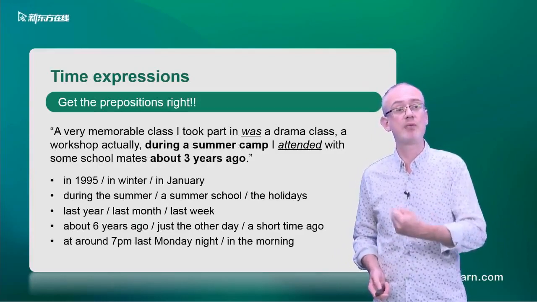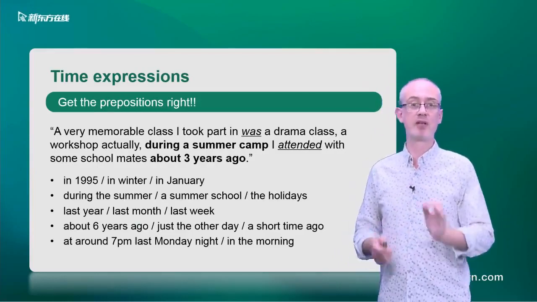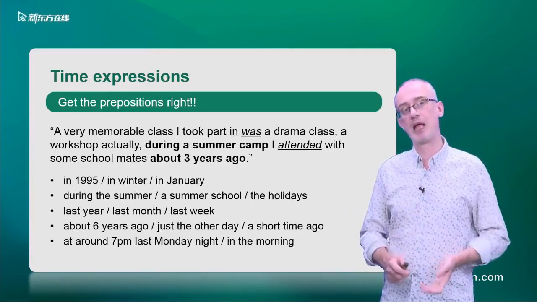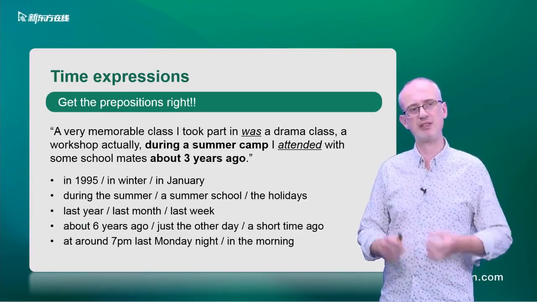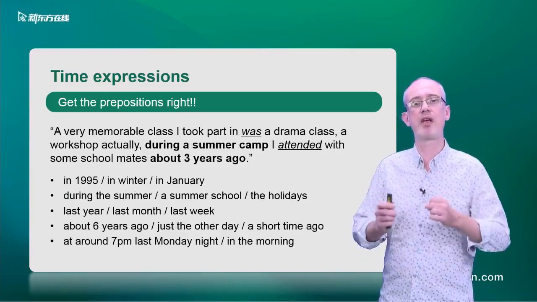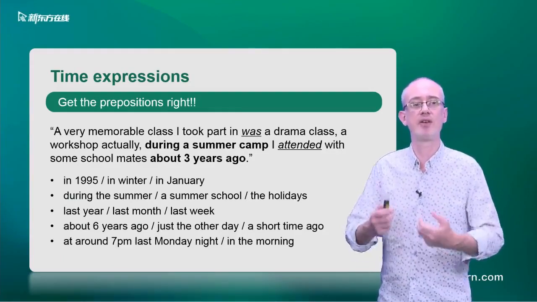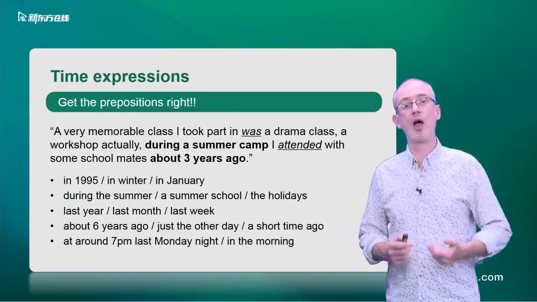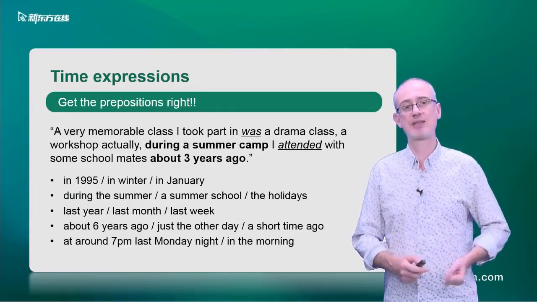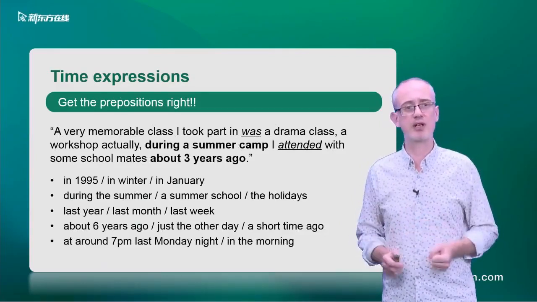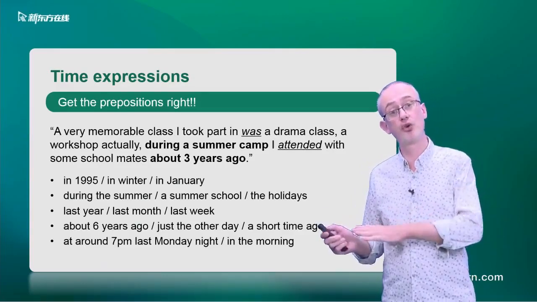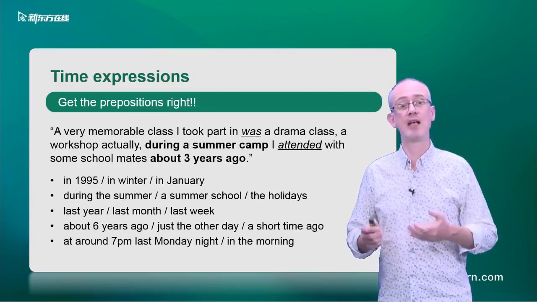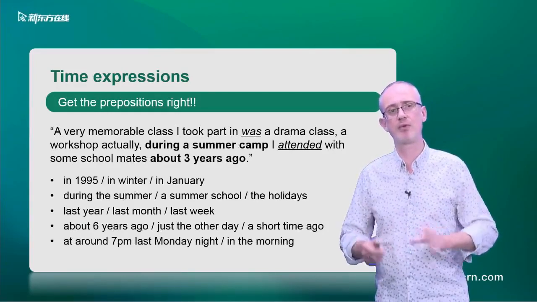So, I attended with some schoolmates about 3 years ago. So, focus now on the time expressions. During a summer camp, about 3 years ago. Nice, simple expressions, but they're correct. In 1995, in winter, in January, during the summer, a summer school, the holidays. Last year, last month, last week, about 6 years ago, just the other day, a short time ago, at around 7 p.m. last Monday, in the morning. Just some examples, but get them right.